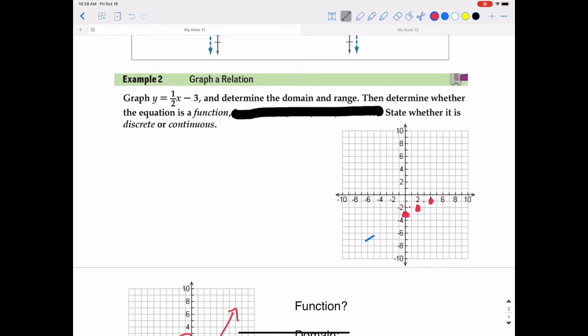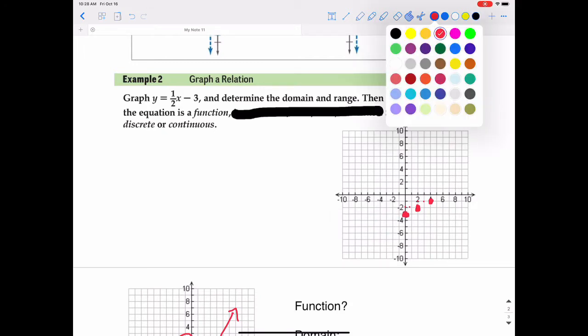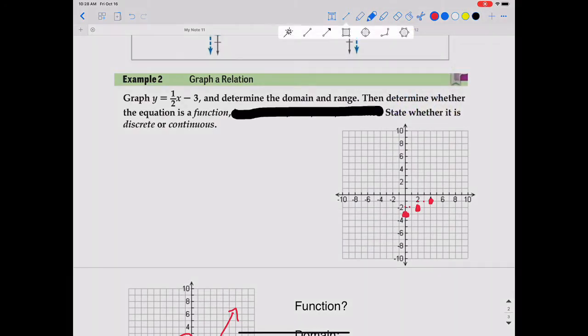I don't want blue. Let's make it red. There we go. That's what I'm looking for. Throw a couple of arrowheads on each side to show it goes on forever. And that is my line.